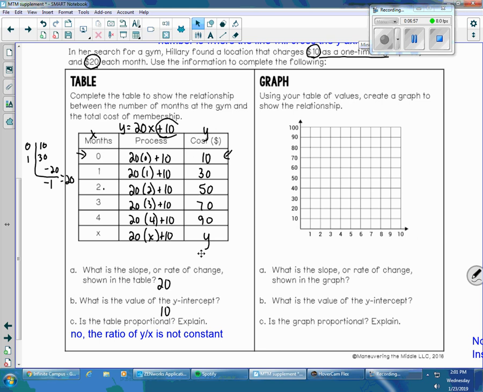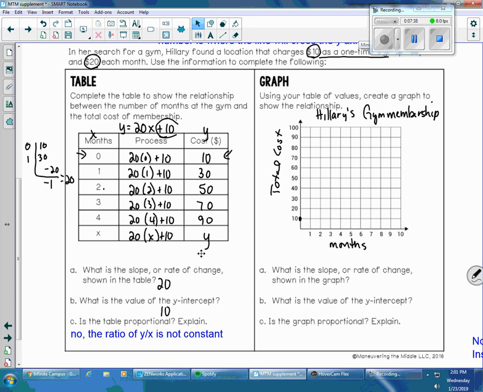So here at 0, I'm going to come up and make a dot at 10. Oh, you know what? I just realized that this graph is not labeled the way it should be. So my number of months is going across my x-axis, and my total cost is going up my y, and we'll title this graph Hillary's gym membership, or the cost of Hillary's gym, I don't know. Okay, we should label our axes and we should have a title.